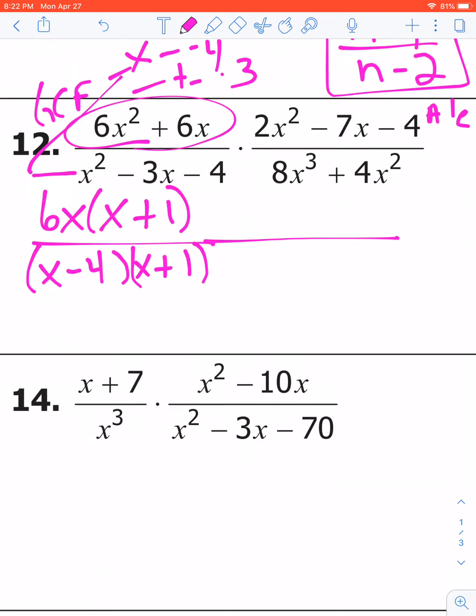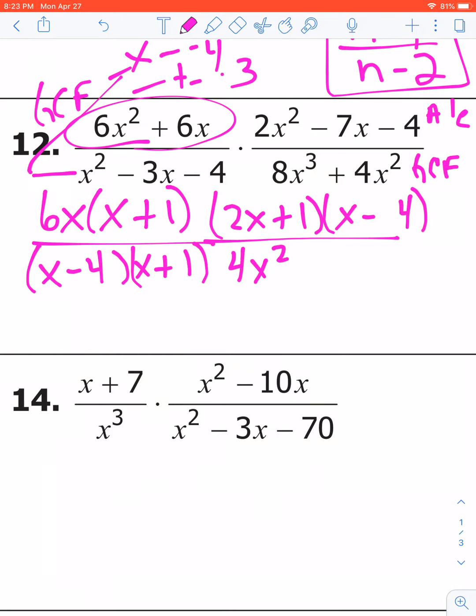I'm going to let you AC the numerator on your own or come to office hours if you're stuck. But that is going to factor into 2x plus 1 times x minus 4. And then there is GCF factoring in the denominator. I can take out a 4x squared, and I am left with a 2x plus 1. And now we start canceling.